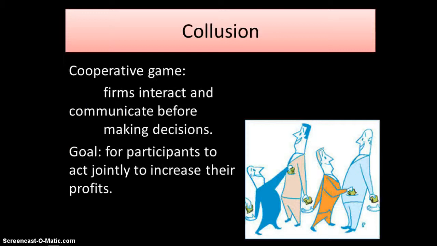Collusion is part of an oligopoly. Within collusion, there is a cooperative game. This is where firms interact and communicate before making decisions. And the goal is that the participants try to act jointly in order to increase their profits.